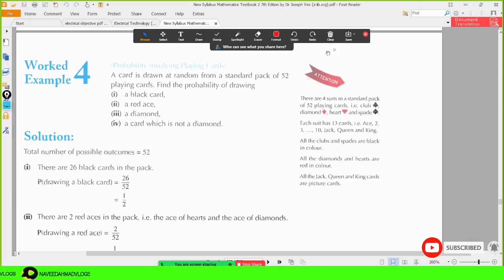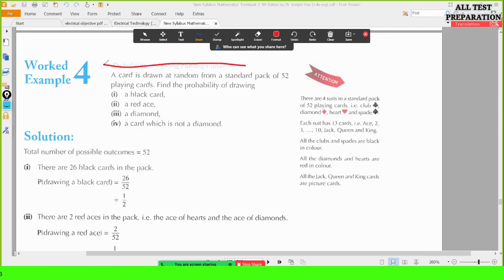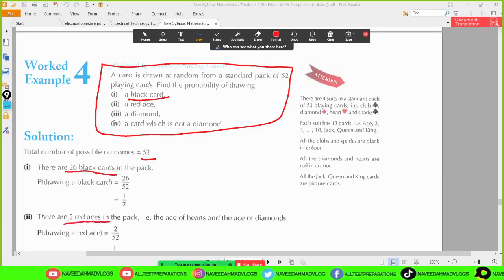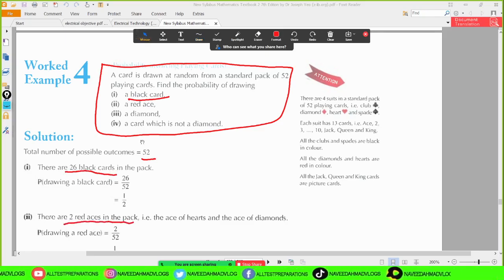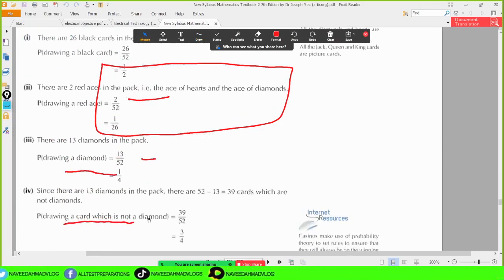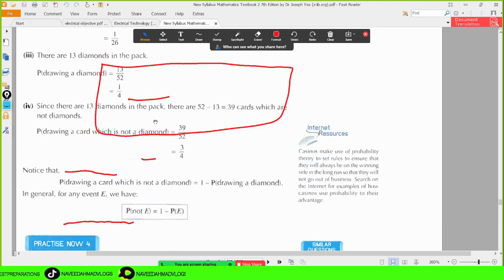In this type of question, you should also remember the cards. You should have knowledge of cards. Out of 52 cards in total, 26 will be your black cards, and this is standard. ये चेंज नहीं होंगे, चाहे कोई भी क्वेश्चन दे दें, उसमें 26 ब्लैक कार्ड्स होते हैं, 26 रेड कार्ड्स होते हैं, 13 डायमंड्स होते हैं. So you should remember these as well.